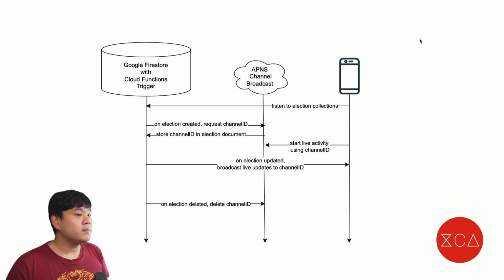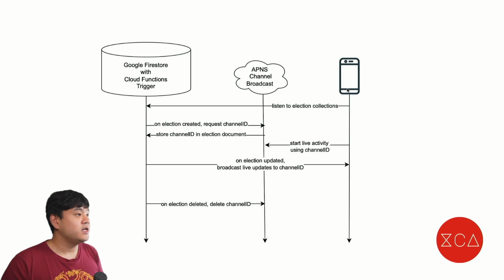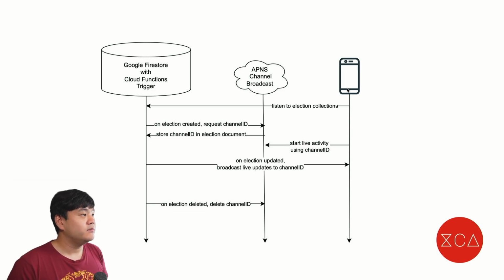The iOS app listens to the Firestore elections collection for real-time updates to get all the elections, and then the user can start the live activity related to the elections using the associated channel ID for the push type. So every time the DB gets updated, it will broadcast the election stat updates to the user. Every time this gets updated with the new election results, it will broadcast the live activity updates to all the subscribed users given the channel ID. So that's the high-level architecture diagram for our live activity broadcast election results app.